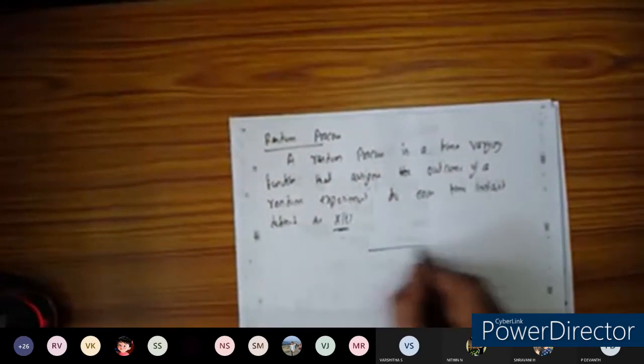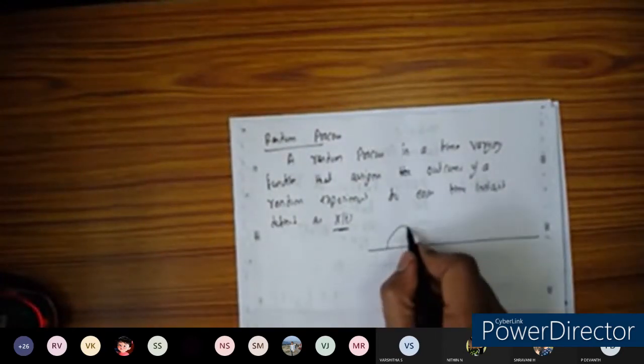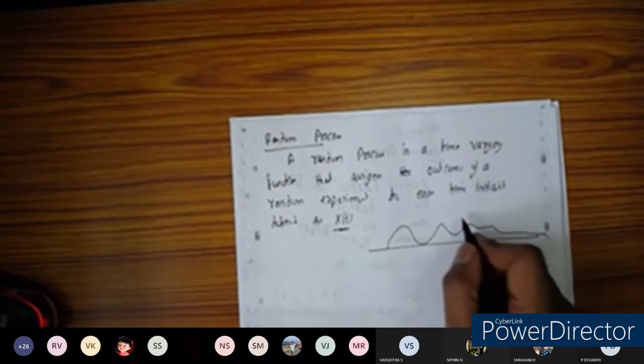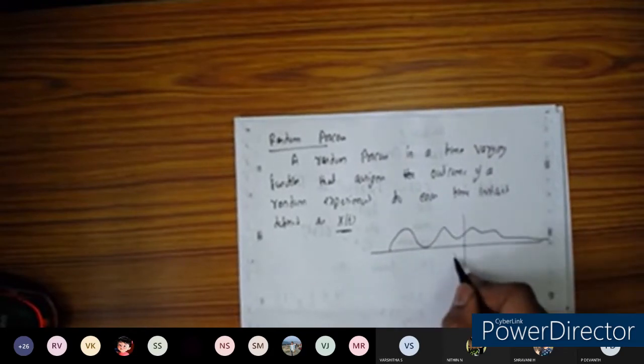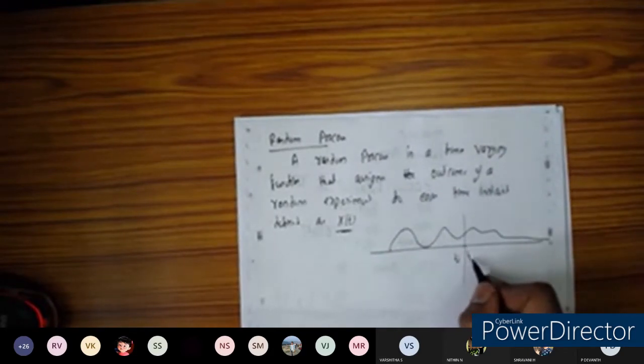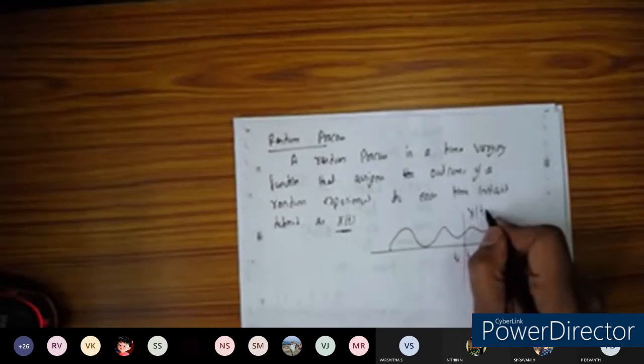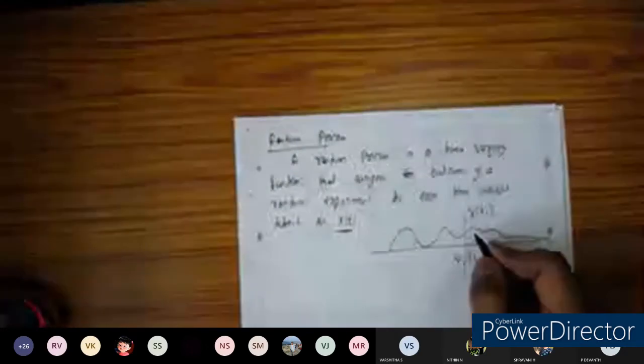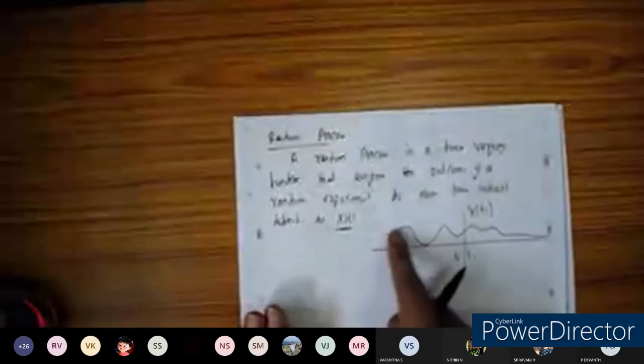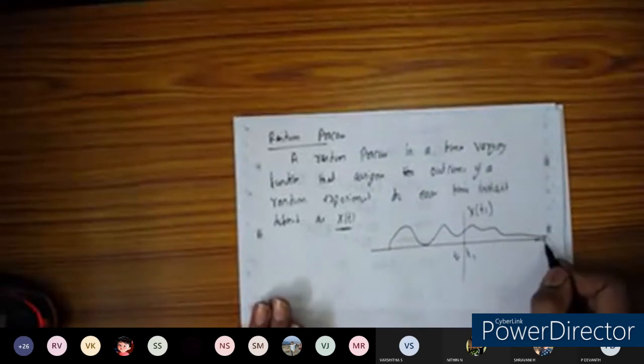For example, assume that I'm going to measure the noise of a signal. The noise of the signal will be varying like this. At a particular time, say t is equal to t1, I'm going to find out the value. I'm going to call this parameter x of t1, one random variable of the process. The only difference is that it's a time varying function, defined with respect to the time t.